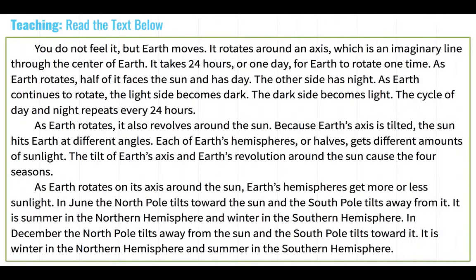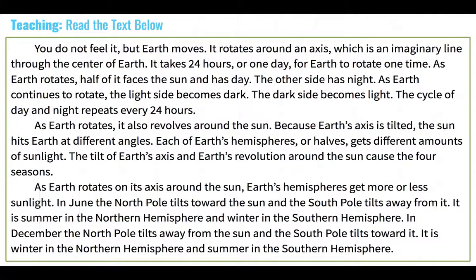Pause the video and read these 3 paragraphs below, or you can listen to me read them out loud. You do not feel it, but Earth moves. It rotates around an axis, which is an imaginary line through the center of the Earth. It takes 24 hours or 1 day for Earth to rotate 1 time. As Earth rotates, half of it faces the sun and has day. The other side has night. As Earth continues to rotate, the light side becomes dark, the dark side becomes light. The cycle of day and night repeats every 24 hours.